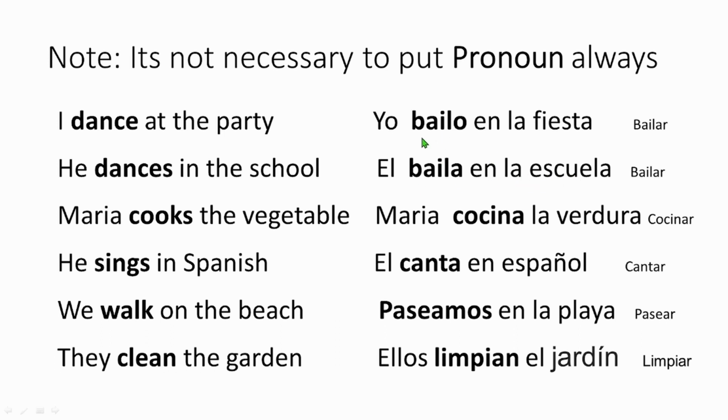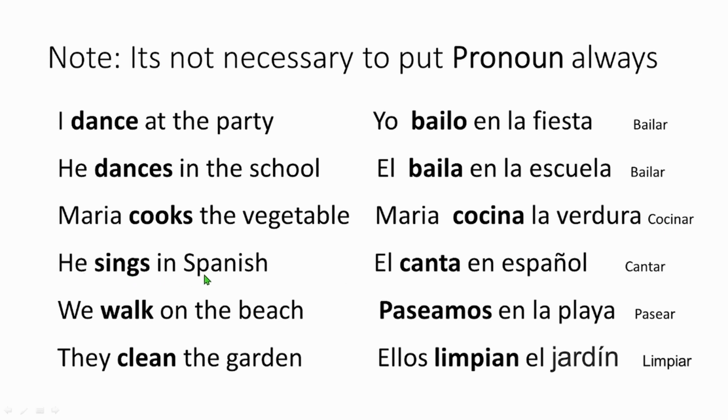So see here it's bailo and here it's baila. The difference, right? Because we speak about first person here, we speak about third person. And we know the rule, right? Maria cooks the vegetables. So we say Maria cocina la verdura. Perfect. Third person, cocina, from the verb cocinar.